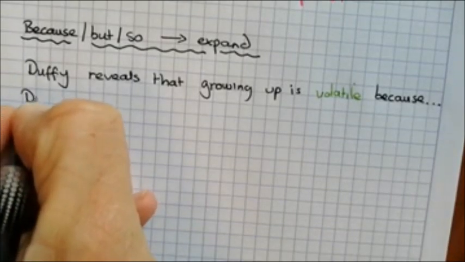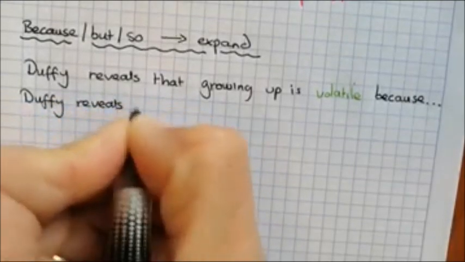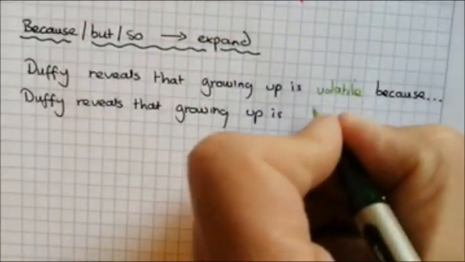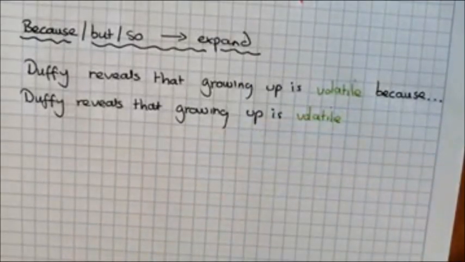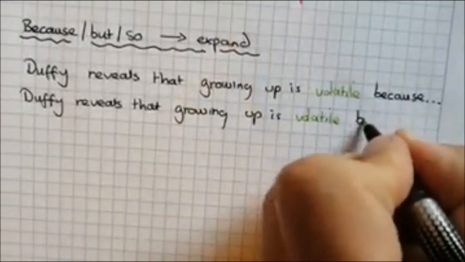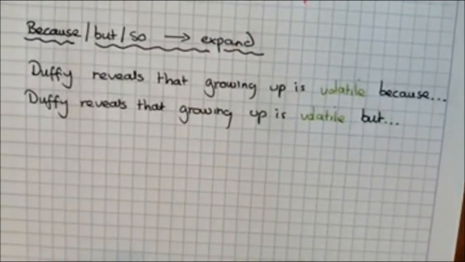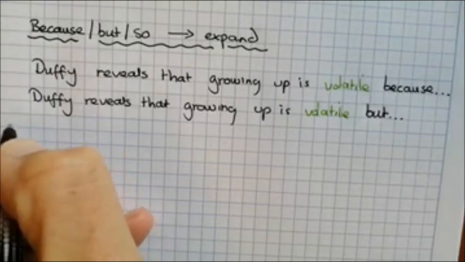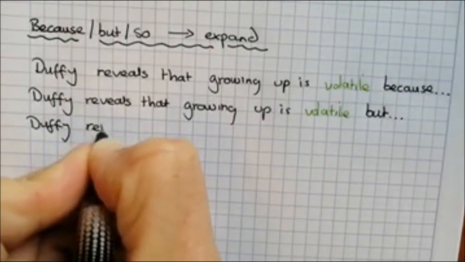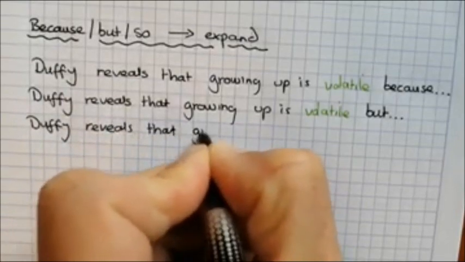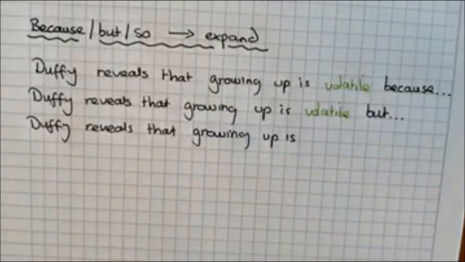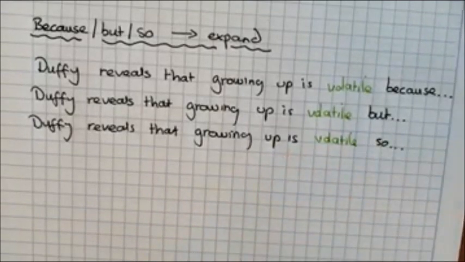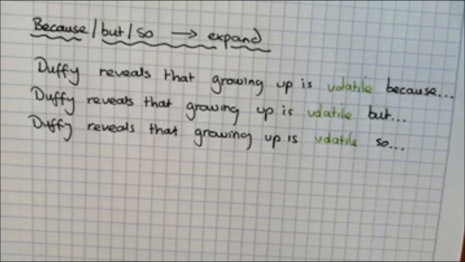Now, after you've completed that one, we're going for Duffy reveals that growing up is volatile, but are there elements where things are constant? Are there people that are constant? Okay, and lastly, Duffy reveals that growing up is volatile. So, okay, what's the consequence of that? What does she reveal to all of us that's really important?